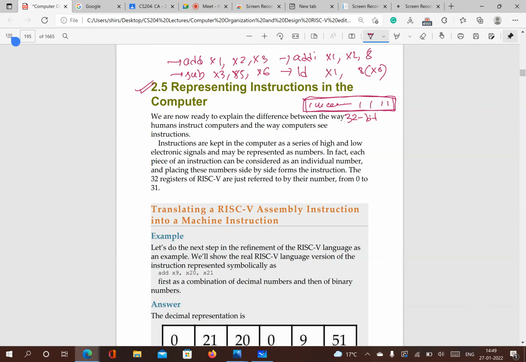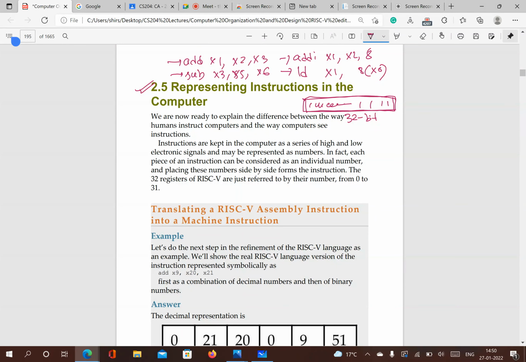So the first time, when the computer fetches the add instruction, it will fetch a 32-bit binary value. How will it understand that it's an add instruction? Because, if you remember, I said there is a decode phase after fetch. In the decode phase, the computer understands that it's an add instruction.